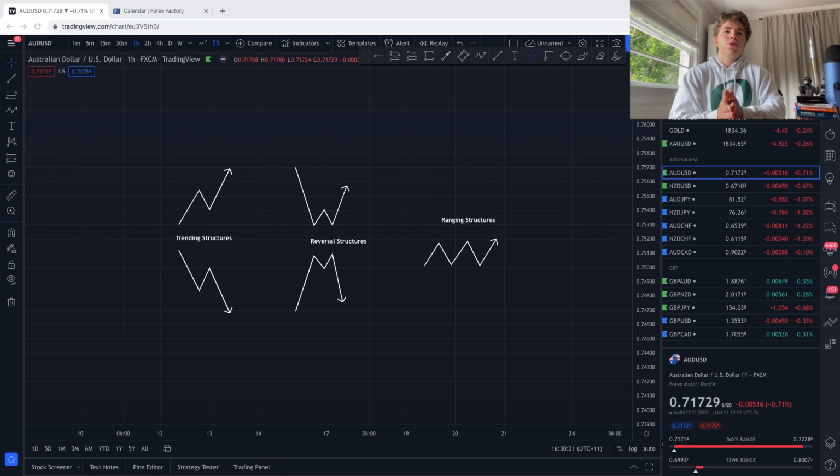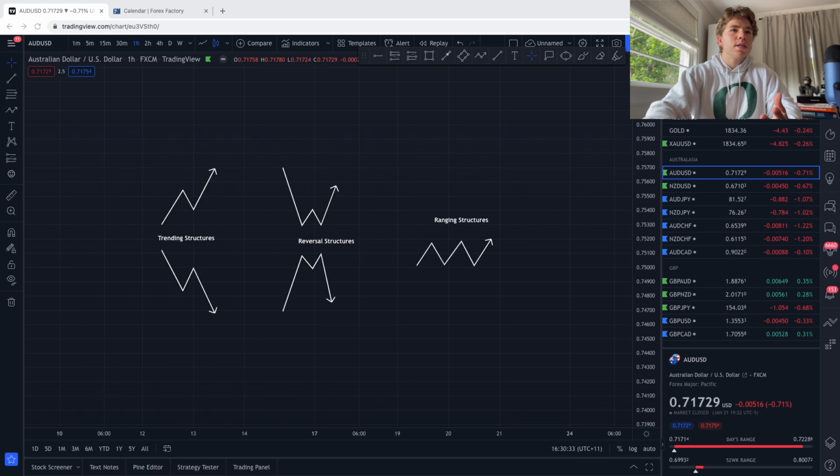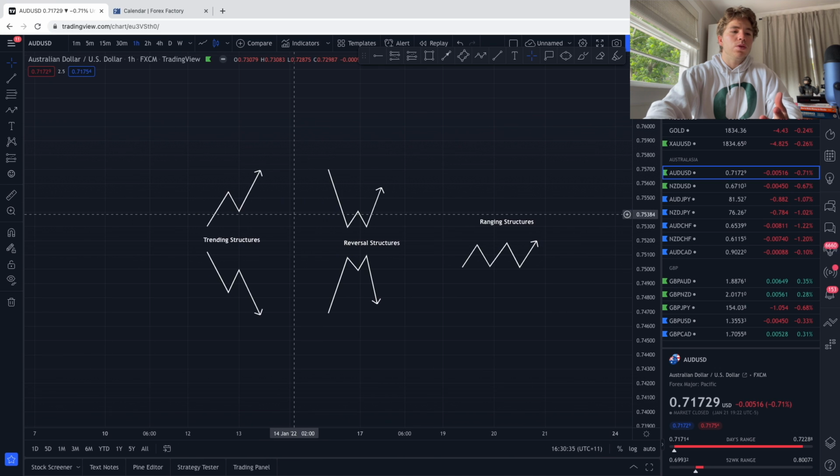Now, the last structure to look for is ranging structures. That is obviously just when price is not trending, it is just consolidating and not moving. Okay, so essentially, this is all you really need to know.